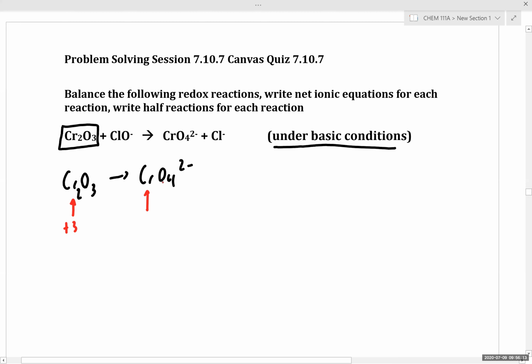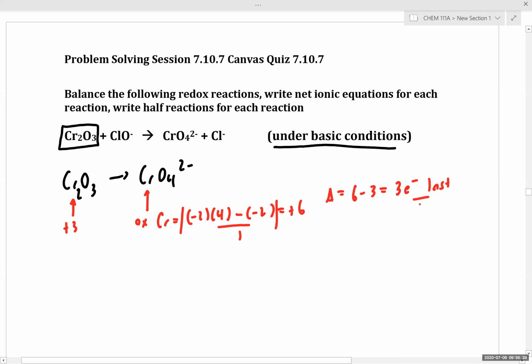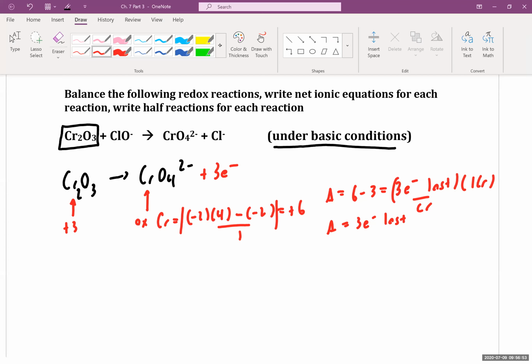What is the oxidation number of chromium in chromate? Well, solving for that, we get the oxidation number of oxygen times the number of oxygen atoms minus the total charge over the number of chromium atoms. That gives us plus 6. So our change in oxidation number is 6 minus 3. So that gives us 3 electrons lost per chromium times 1 chromium atom. That in turn gives us 3 electrons lost. So we put 3 electrons on the right.